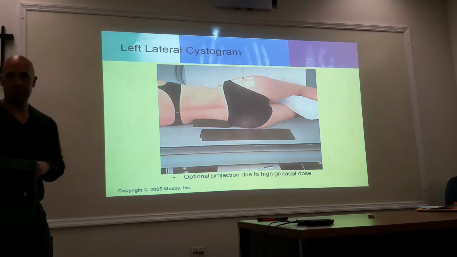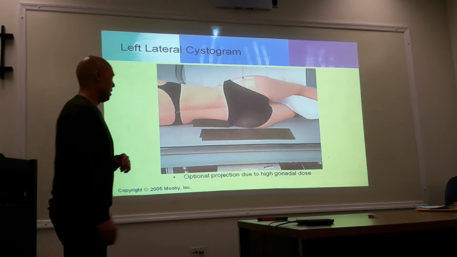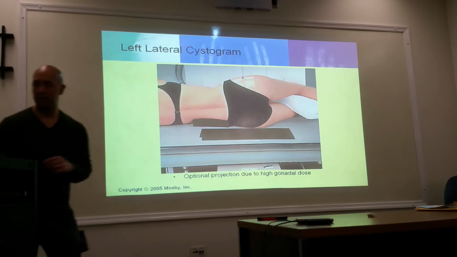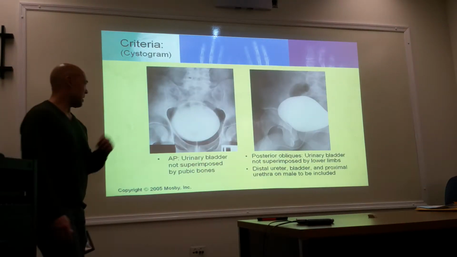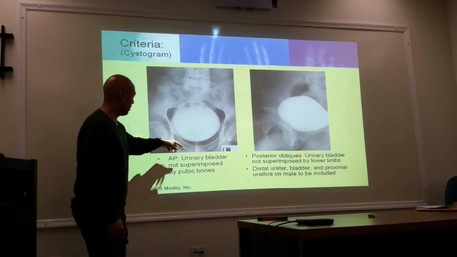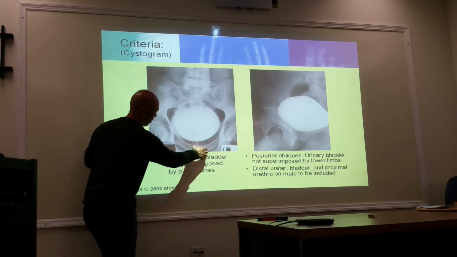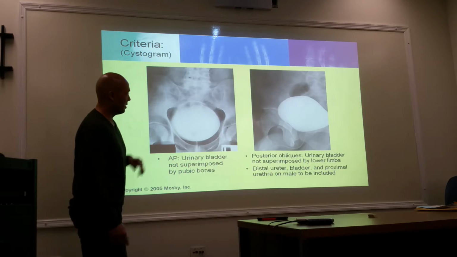And then a lateral. Optional projection, we can also do this. You guys can look at this on your own. I'm not going to spend too much time on that. Okay, so AP, the urinary bladder is not superimposed. This is why we do the angulation to throw the symphysis pubis out of the way.